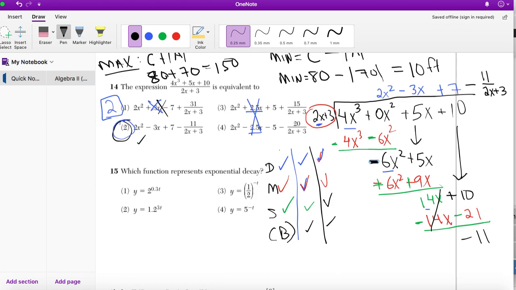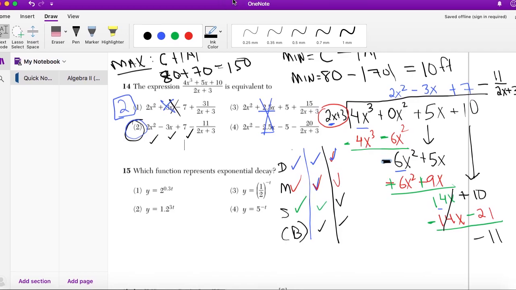So we got 2x squared minus 3x plus 7 minus 11 over 2x plus 3, and our answer is choice 2. Okay, this is about dividing polynomials. This one was a little tricky, or using the calculator to find equivalent expressions.